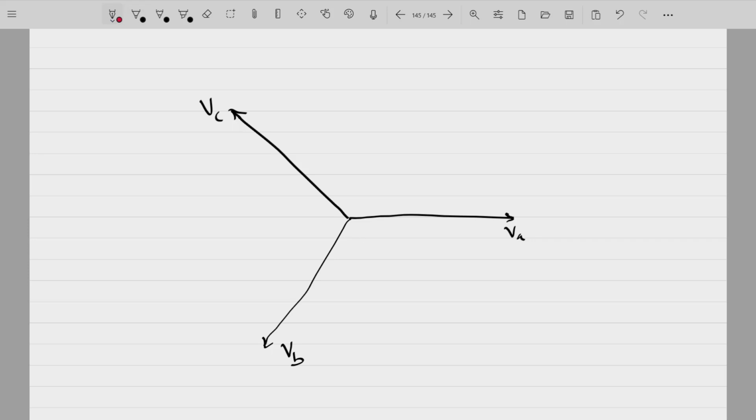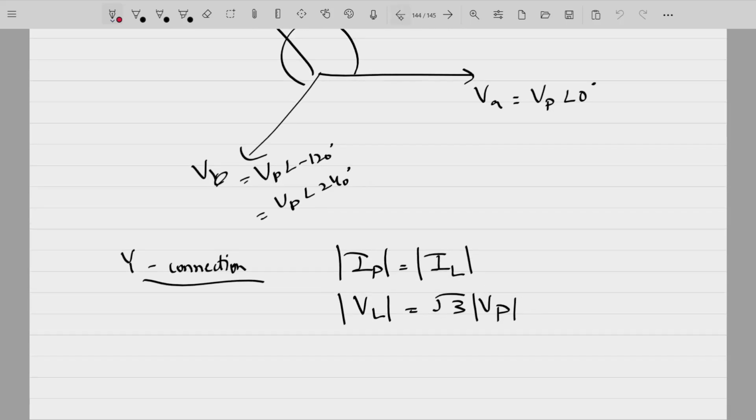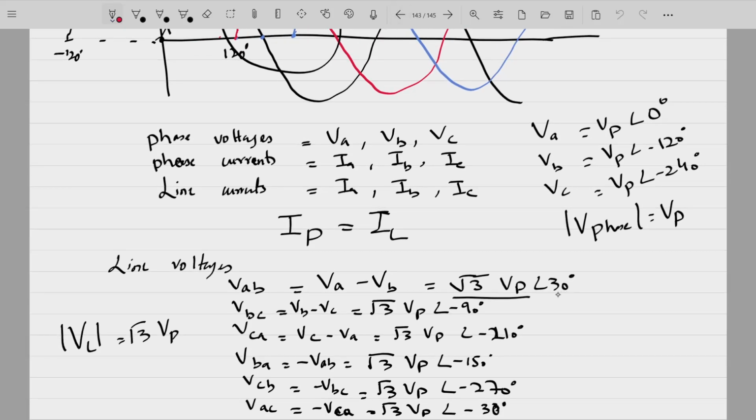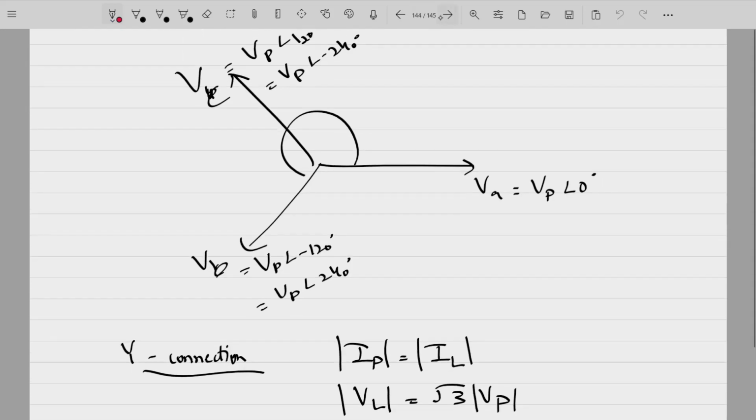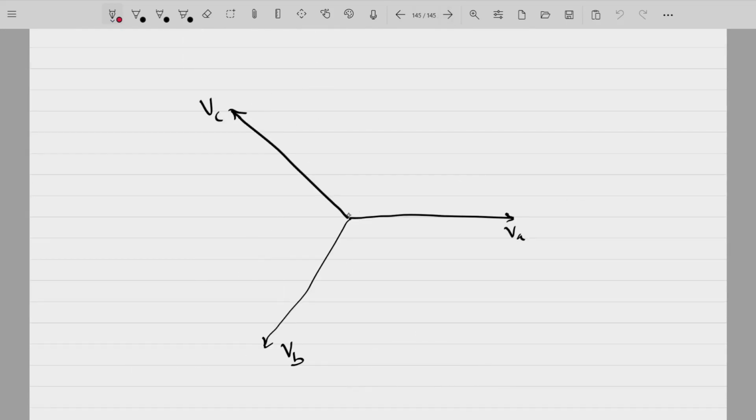And VAB, as you have calculated from here, VAB is root 3 Vp angle 30 degrees. So VAB is here. ये इसका magnitude root 3 times है. So that means if this is Vp, this has a magnitude of root 3 times Vp. तो ये आपका VAB है. It is located at an angle of 30 degrees.